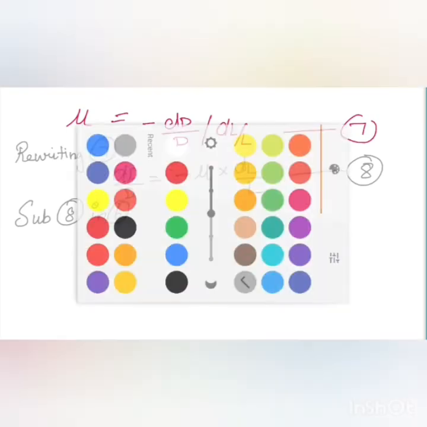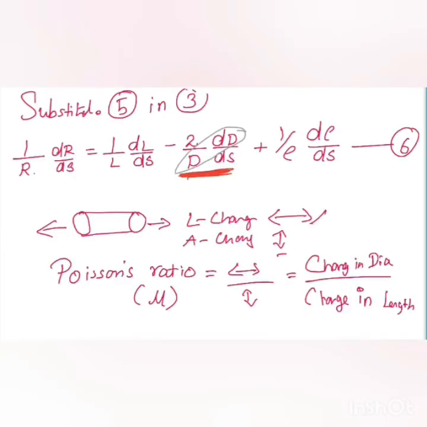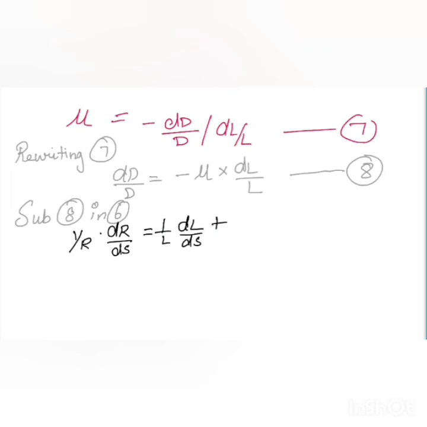In that equation we are going to substitute, and we will get a new derivation, which is 1 by R into dR by ds is equal to 1 by L dL by ds plus, okay, so this is where the equation changes. Earlier in the equation there was minus, right? So look, it is minus here, but now in place of dD by D we are substituting minus mu into dL by L. So the equation now becomes plus 2.